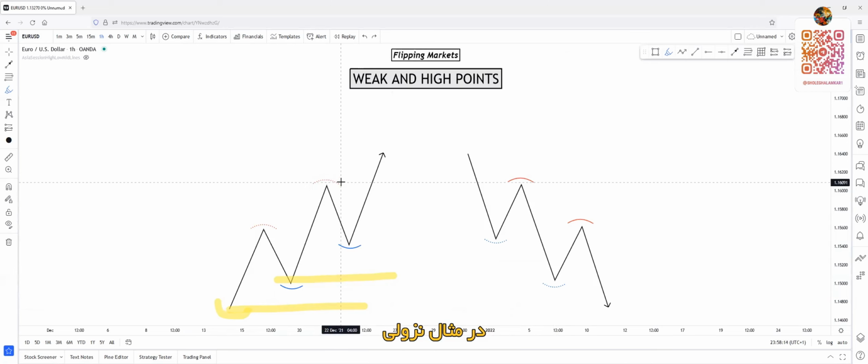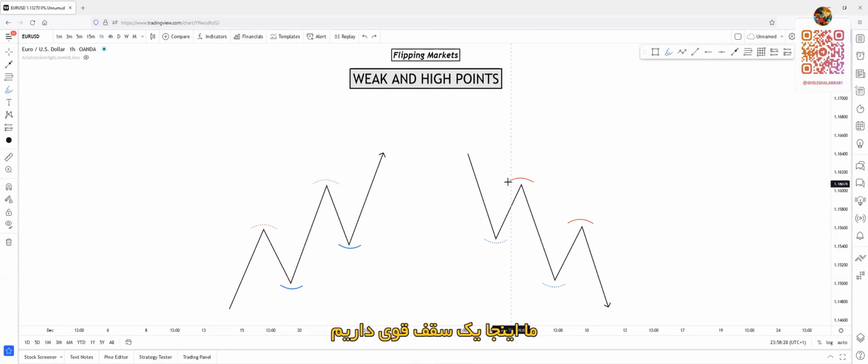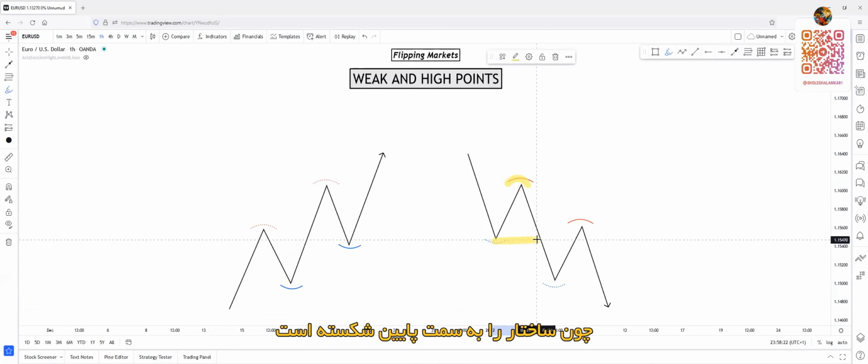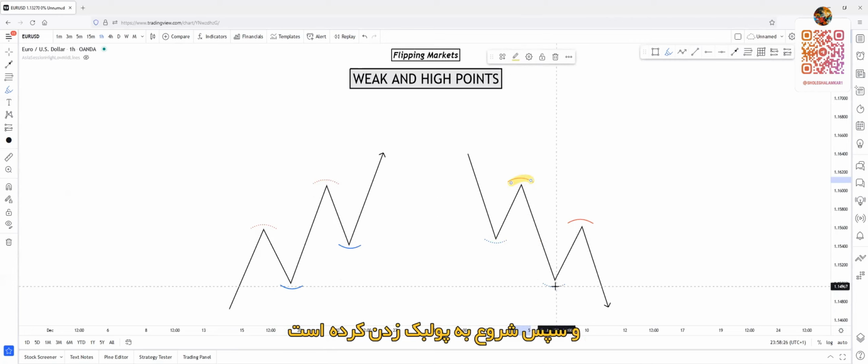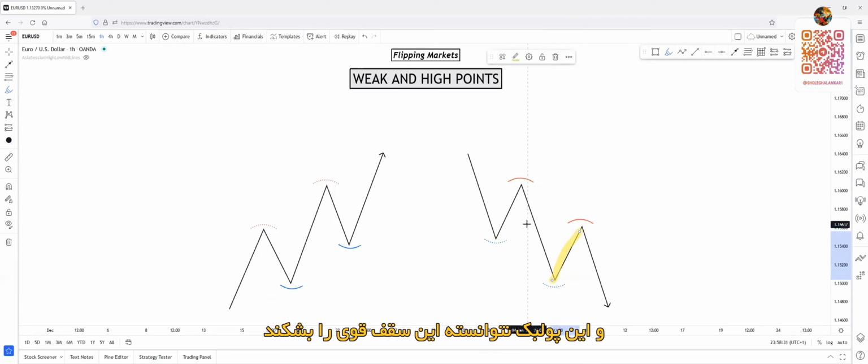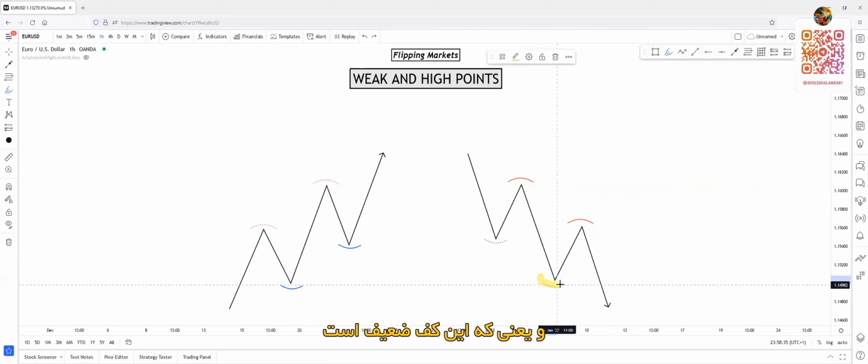Okay, in a bearish example, if price fails to break above the last strong high, it will create a weak low. The concept is the same. We have this strong high here because it broke structure to the upside. After the strong high and the break of structure has been created, price started to form a pullback. And this pullback, this leg, failed to break above this strong high. So this means this will be a weak low.